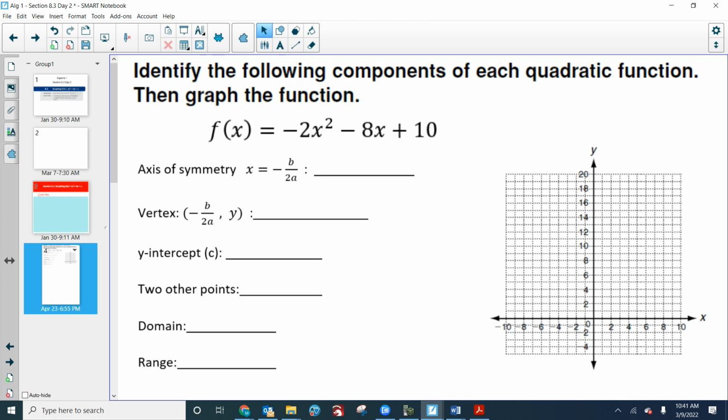All right, copy that equation now. We're going to graph this parabola. It's a parabola.